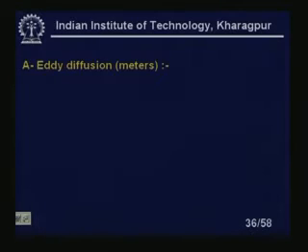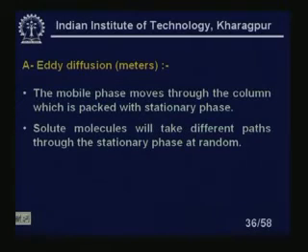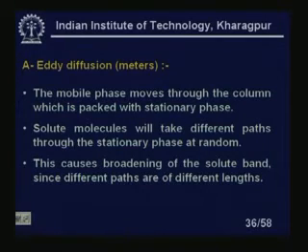Now, what are the factors? Let us talk about three factors. A is the eddy diffusion, in meters. The mobile phase moves through the column which is packed with stationary phase. Solute molecules will take different paths through the stationary phase at random. This causes broadening of the solute band since the different paths have different lengths. So it is actually making different paths.